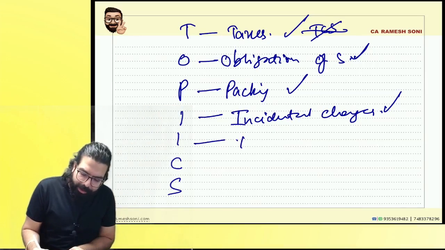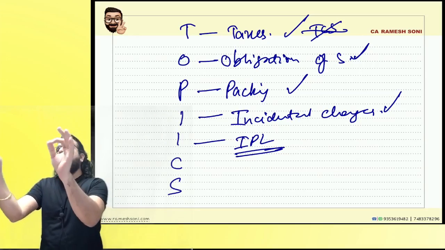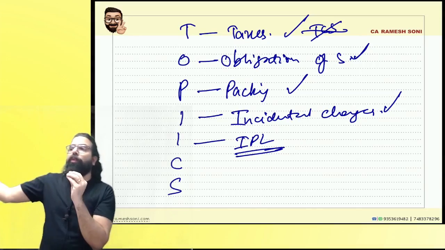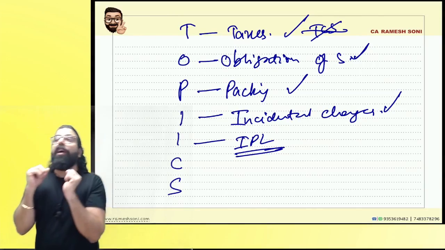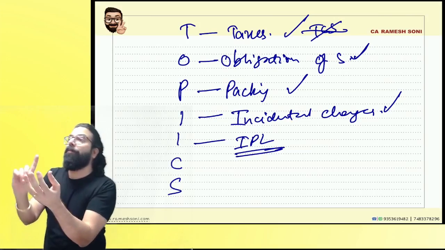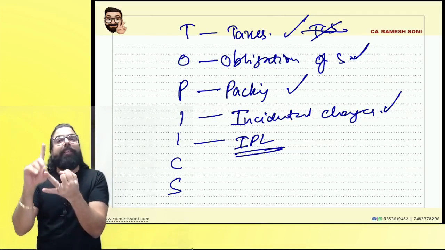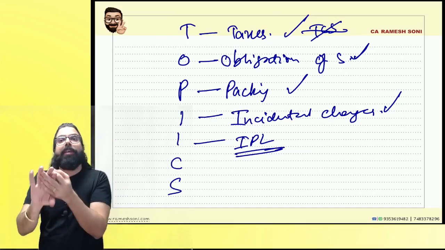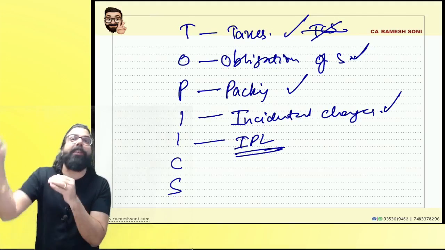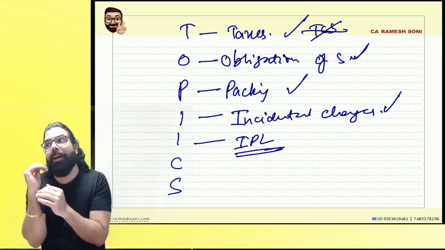Then the next one over here is IPL. What is IPL, everyone? Interest, penalty, and late fee. If my supplier has supplied me some goods, he gives me a tax invoice. Later, he told me, Ramesh, you did not make the payment on time. He charged me some interest, some penalty, or some late fee. Always remember one thing. This amount which is charged is with respect to the supply. Are we clear? And it will be included in the value.